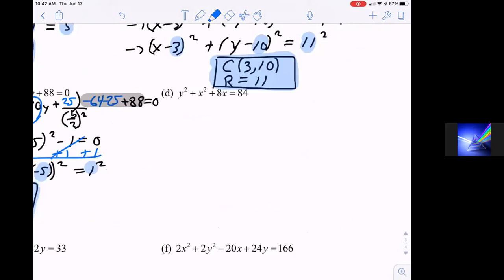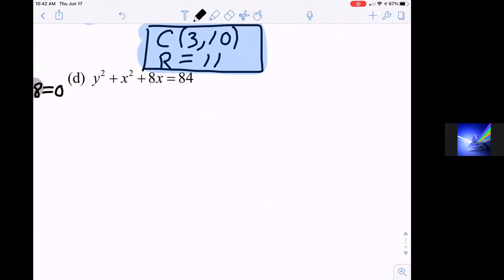Letter D. Looks like we're missing some terms here. So let's spread out the x terms. We get x squared plus 8x plus leave some space for b over 2 squared plus y squared. Now you'll notice there is no y term after the y squared. So we don't need to complete the square on the y term, only the x term. You only have to complete the square when you have an x squared term and an x, and then a y squared term and a y. So when you have two x terms and two y terms, you'll complete the square twice.